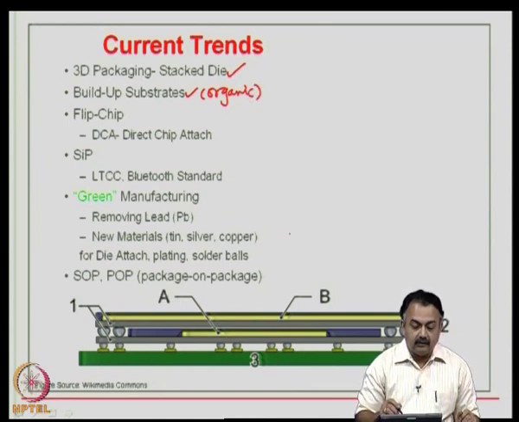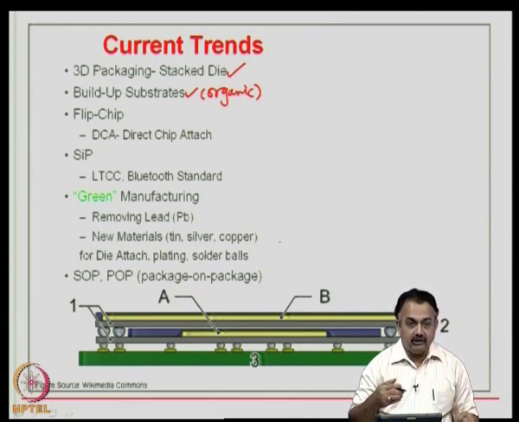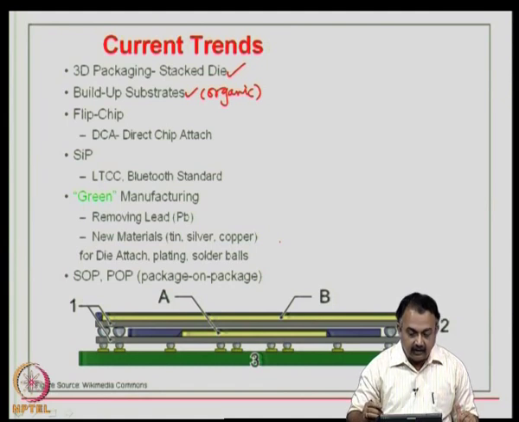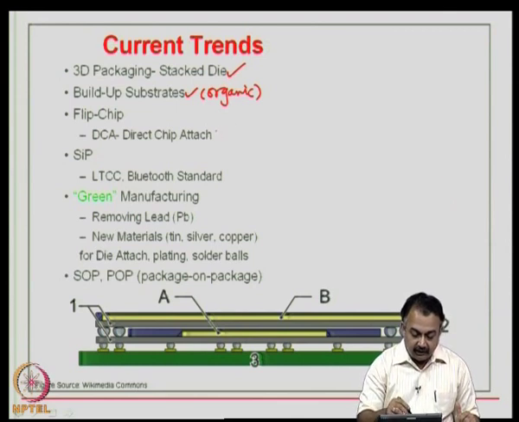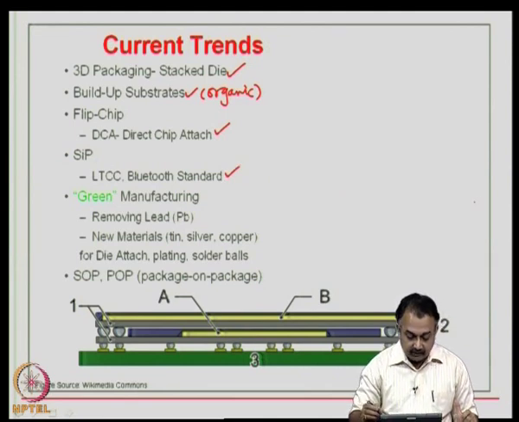Build up involves realizing very small microvia structures, and the ability to add layer by layer and test each layer before adding another layer is a key issue in build up substrate technology. More people are using direct chip attach or flip chip. SIP is used in all communication products, Bluetooth standard products.